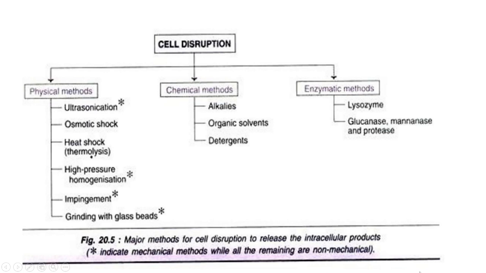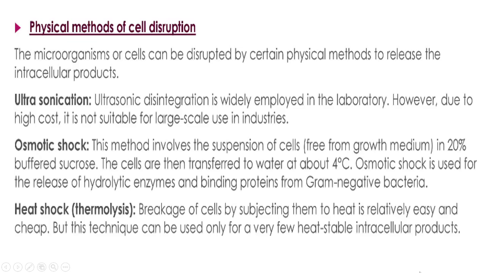There are physical methods, which include ultrasonication, osmotic shock, heat shock, high pressure homogenization, impingement, and grinding with glass beads; chemical methods using alkalis, organic solvents, and detergents; and enzymatic methods using lysozymes or glucanase, mannase, and proteases. These are the different approaches to break open the cell. Looking at the physical methods, ultrasonication means you are using sound waves. Ultrasound waves are used, but these are not used at the industrial level.